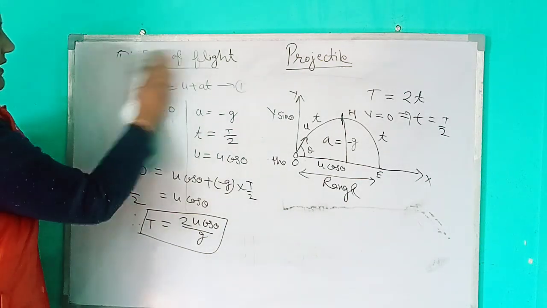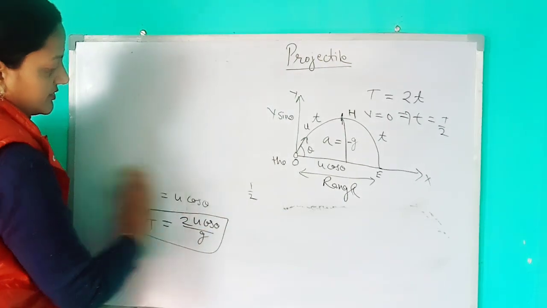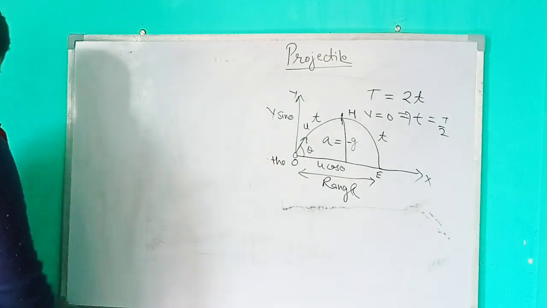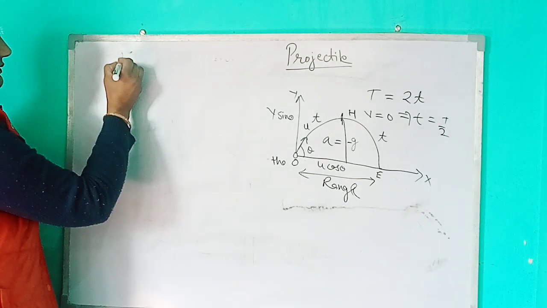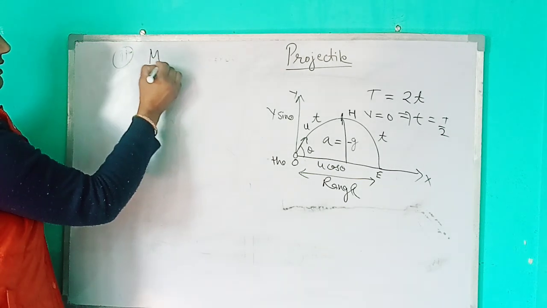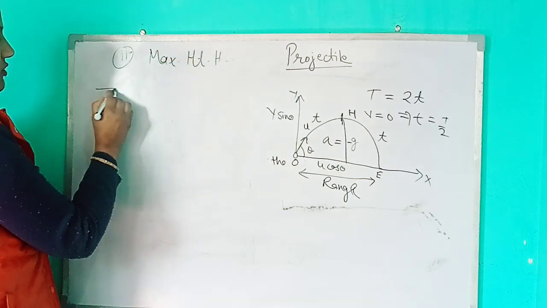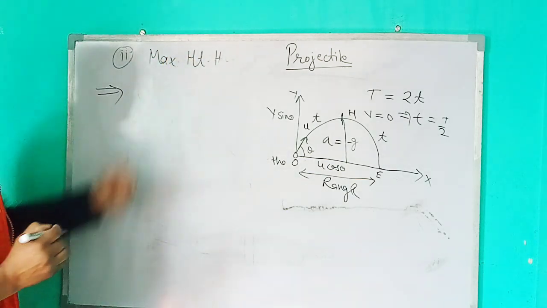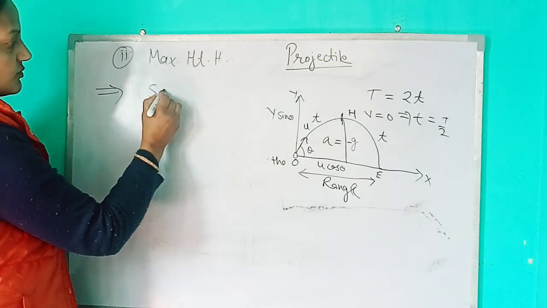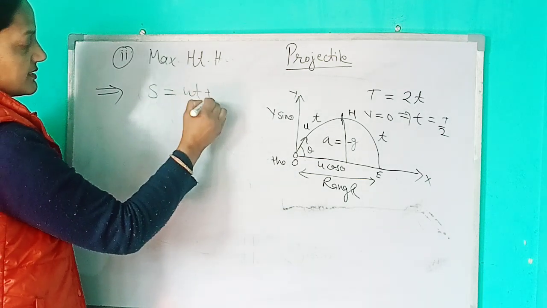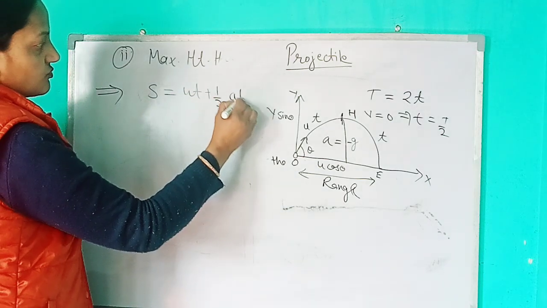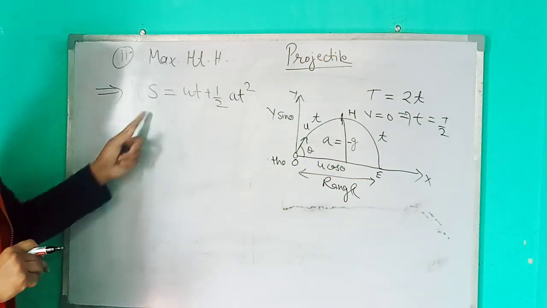Now next we will find the maximum height. Second is maximum height h. How can we solve it? For maximum height h, we know that s is equal to ut plus half at square. This is the distance, s is distance.